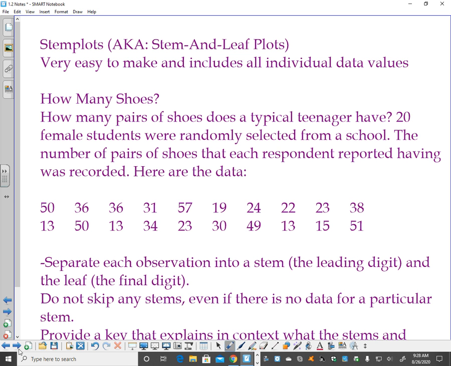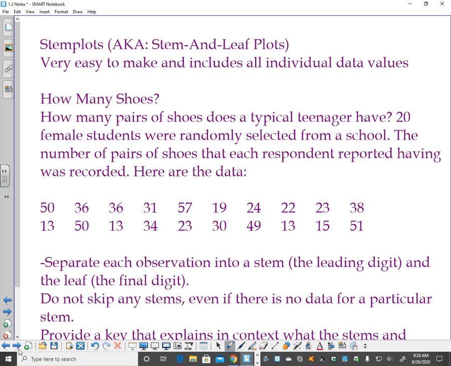Okay, so let's talk about shoes. How many pairs of shoes does a typical teenager have? 20 female students were randomly selected from a school. The number of pairs of shoes that each respondent reported having was recorded. Here's the data. So I have 20 girls from school, and this is the pairs of shoes they have in their closet. Oh my goodness, 57 pairs of shoes.